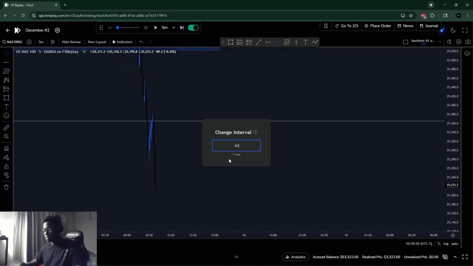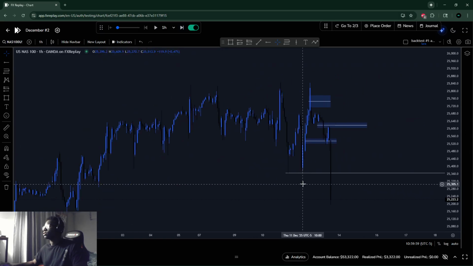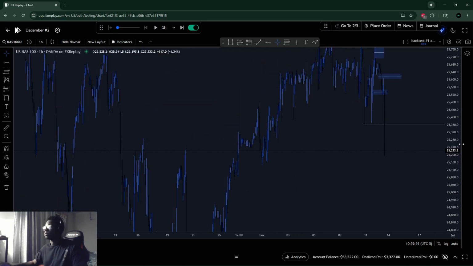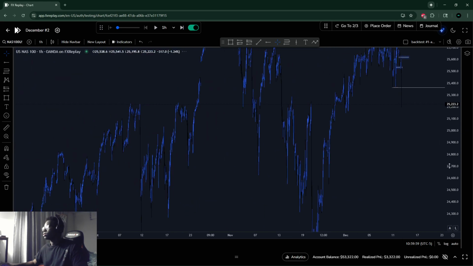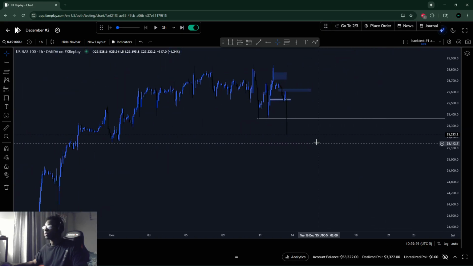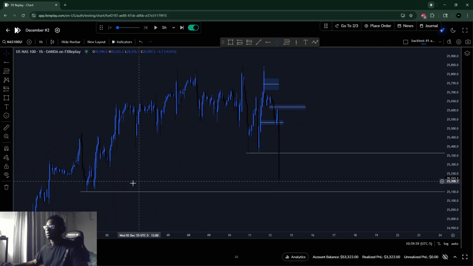Or not. Let's check the 1 hour and see what it's doing. So now it's just continuing lower. So I think the best thing to do is to look for a continuation type of trade. So the next draw will probably be this low.